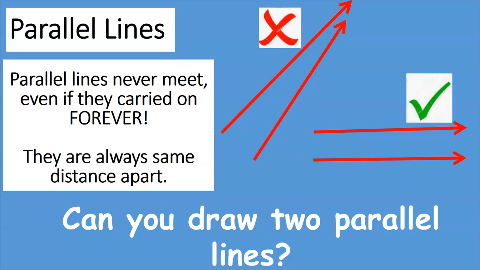Okay, the two straight lines are called parallel lines. These lines never meet, even if they carried on forever. Can you draw two parallel lines on your own paper?